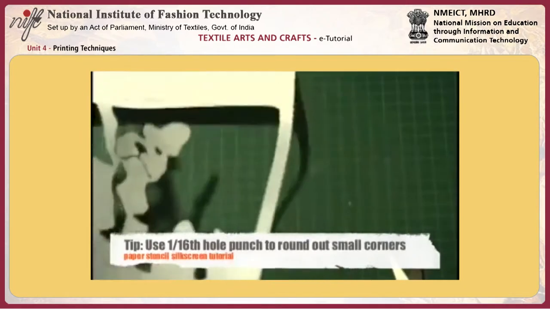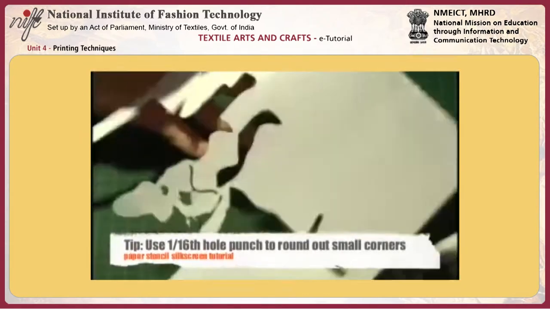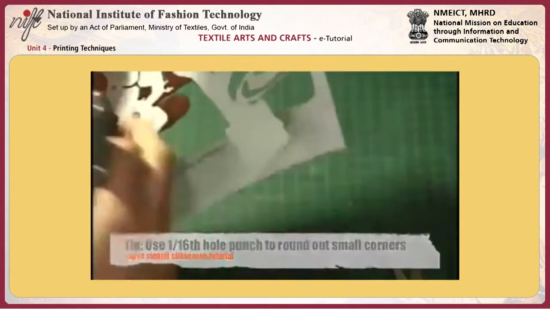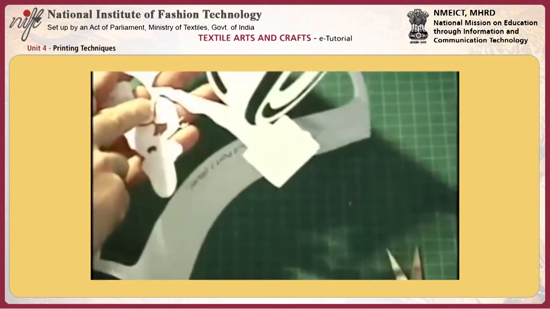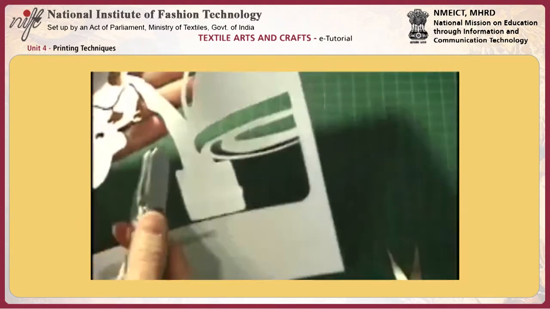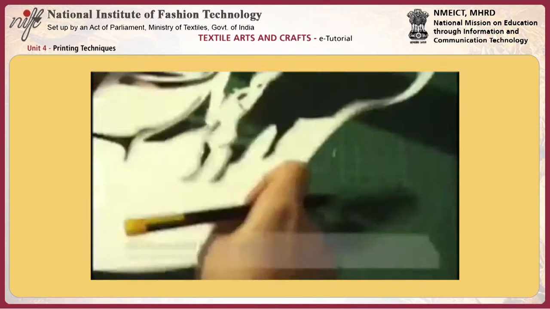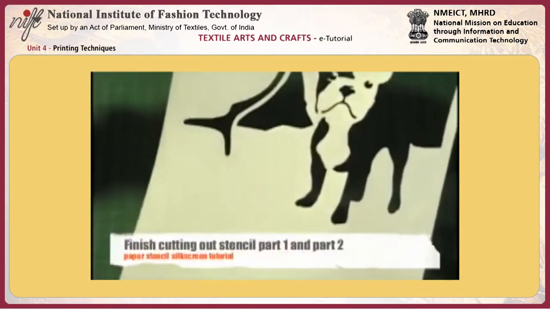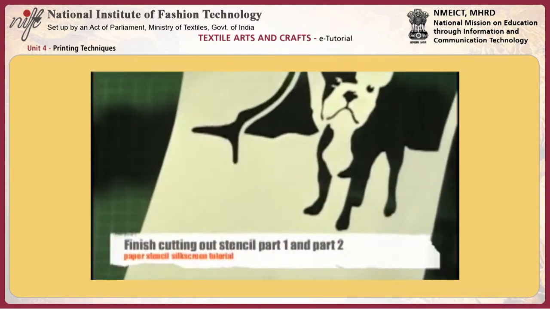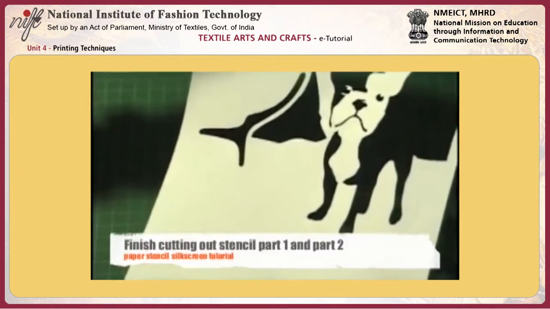Last thing I want to do is take the 16th punch and go right into the corners here and here. So now we have stencil number one for the blue layer. It's all cut out, ready to go. We'll just put it aside and then we'll do the orange.